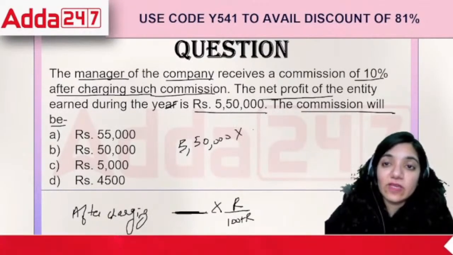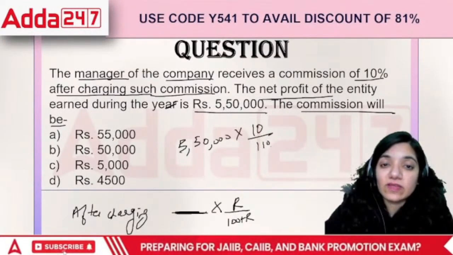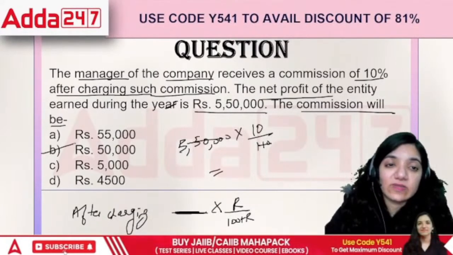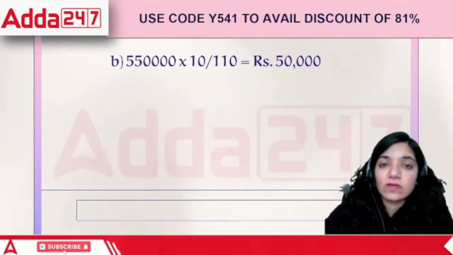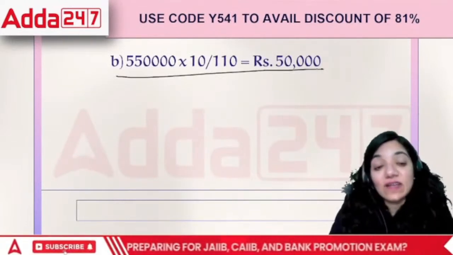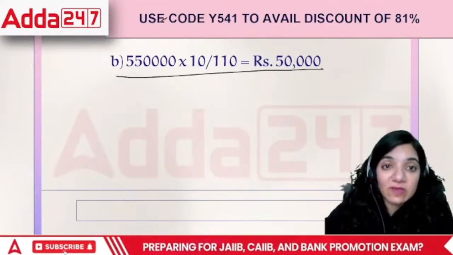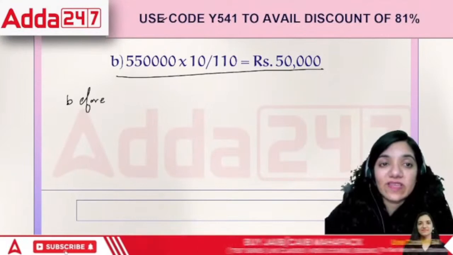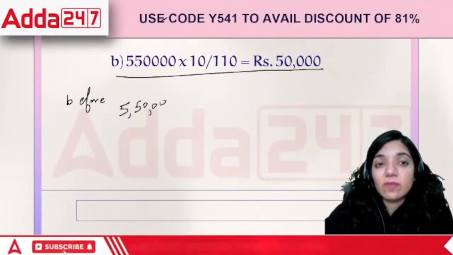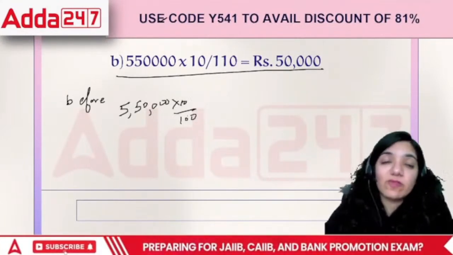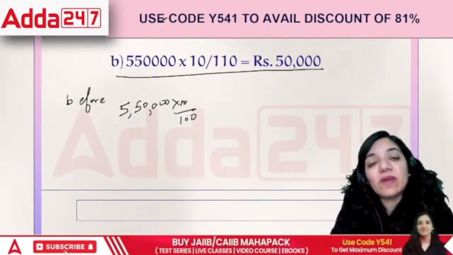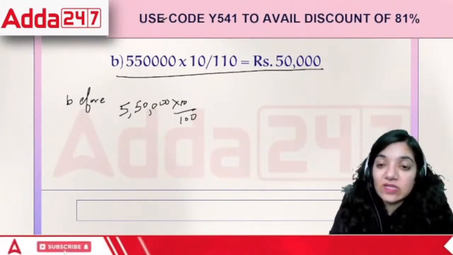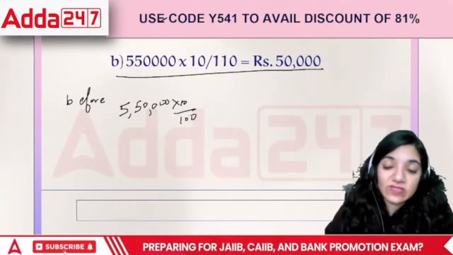So that's the way we can record it. That is 5,50,000 into rate, which is 10 upon 110. In this case, the value will come out to be 50,000. That's the answer. Such questions can be asked either with after or before. When it says before charging such commission, it is 5,50,000 multiplied by 10 divided by 100. Or after charging, 10 divided by 100 plus 10, that is rate upon 100 plus rate.